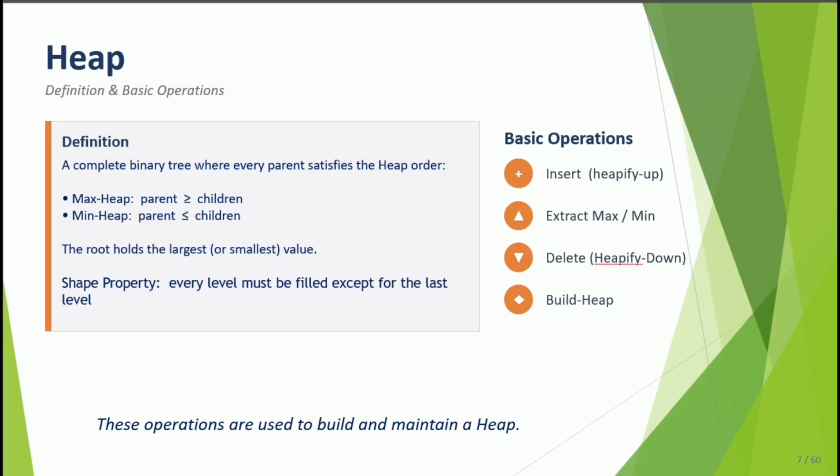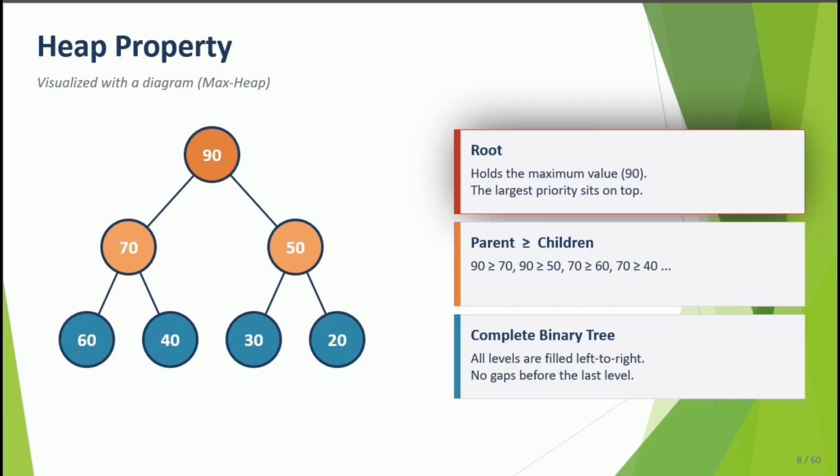Now let's move to heap. Heap is a complete binary tree. There are two types, max heap and min heap. In max heap, every parent is greater than or equal to its children. The root always contains the maximum value.